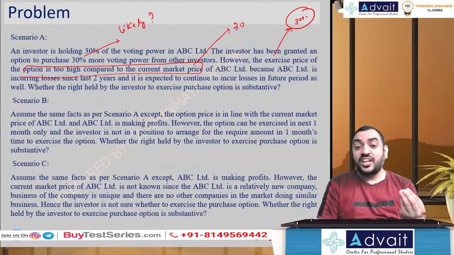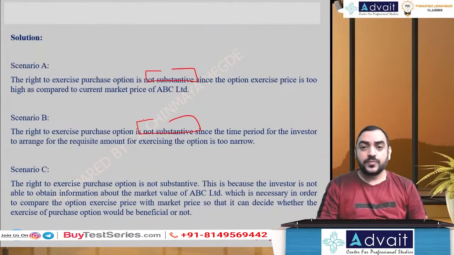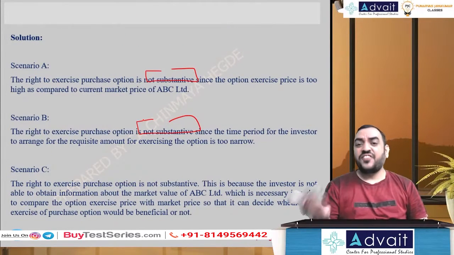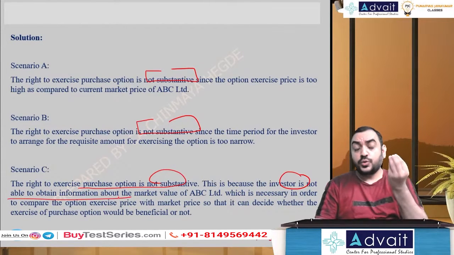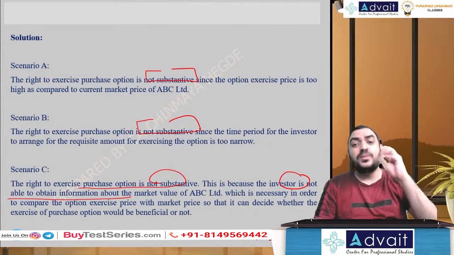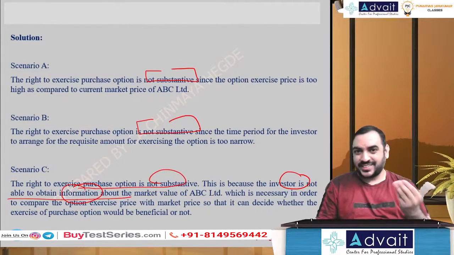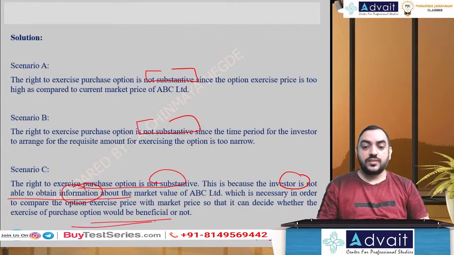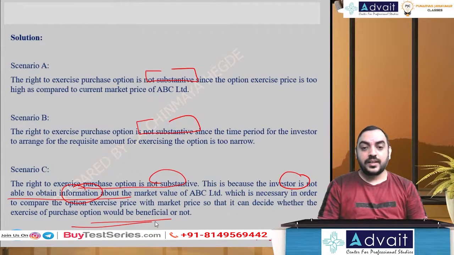You don't know the real value of it, and without real value, you can't really make a decision. So we really don't know. In that case, we just say that on the safest basis, it's not substantive. The right is not substantive because the investor is not able to obtain information. So we don't have a guarantee, or reasonable certainty, that he will be exercising it. There is no reasonable information to exercise this power. Therefore, the option will not be substantive. This right will not be substantive. Hope you got the point. Let's go further.